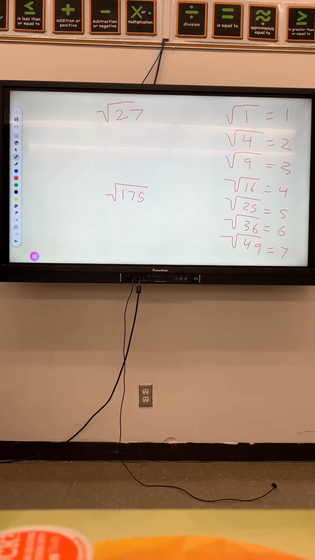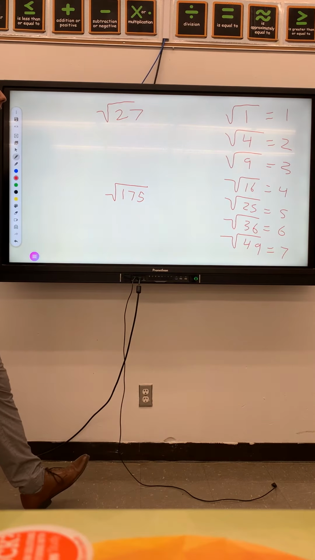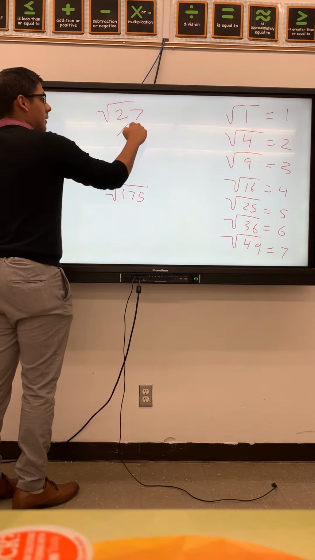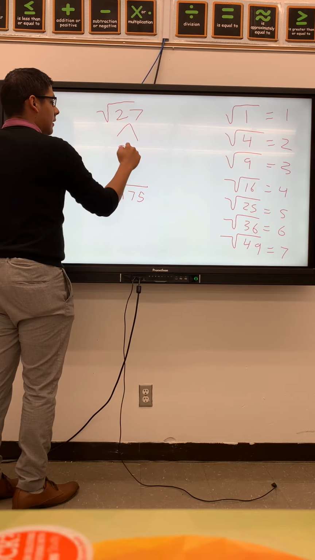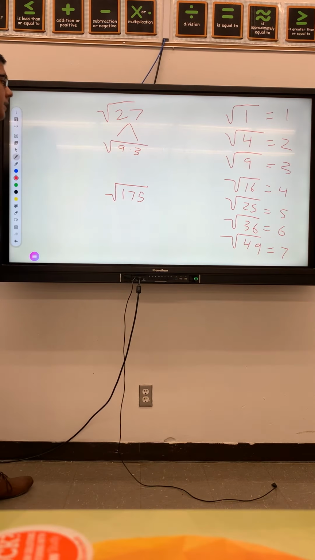Okay, so let's look at the square root of 27. Of course, it's not a perfect square. So what we're gonna do is find something that will work out well with that 27. And the one that works out the best is 9 times 3, because 9 times 3 is equal to 27.